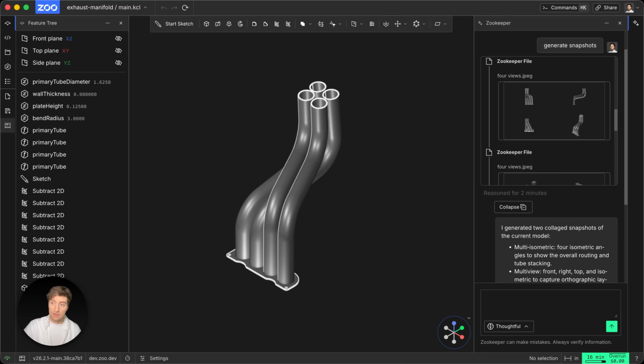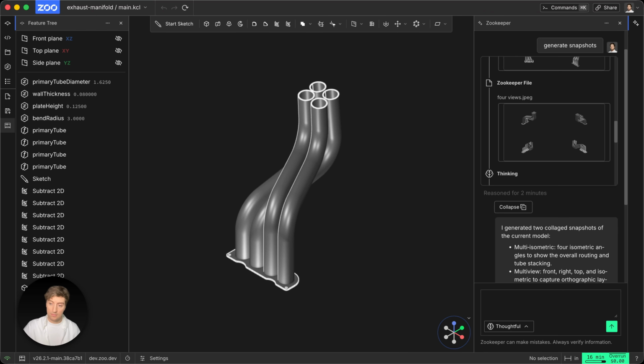Zookeeper generated several 2D and also 3D views, and this is important. Whenever you feel like Zookeeper is not very successful on moving things around, you might want to double check the reasoning. And then, if you see that the angle is wrong, you can always tell Zookeeper, please use the front view. This is the best way to position things on this part.